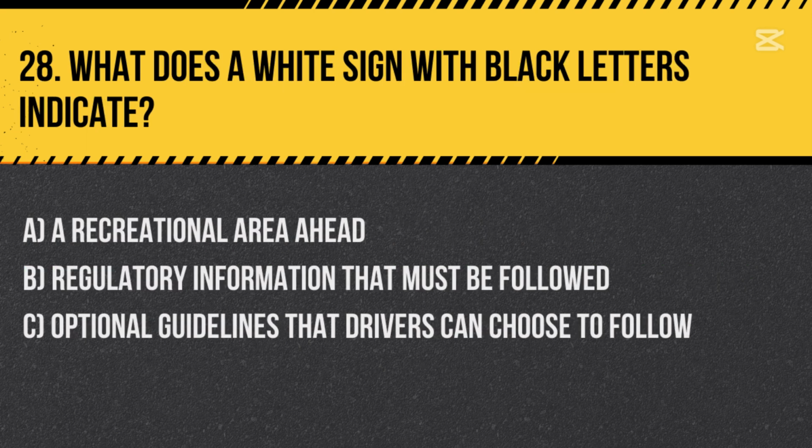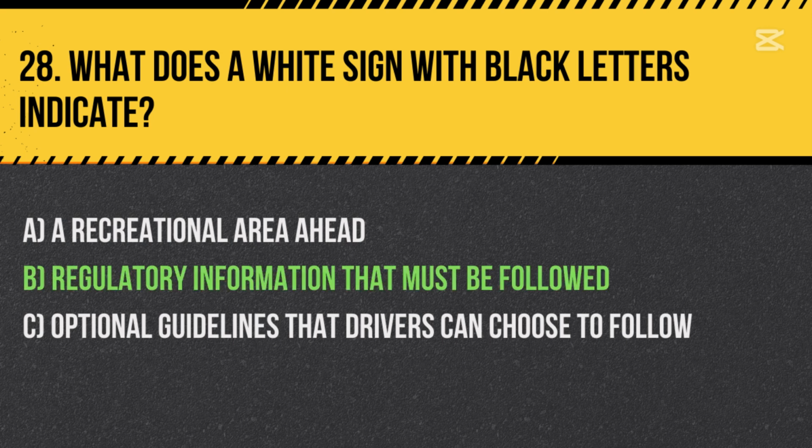Question 28. What does a white sign with black letters indicate? A. A recreational area ahead. B. Regulatory information that must be followed. C. Optional guidelines that drivers can choose to follow.